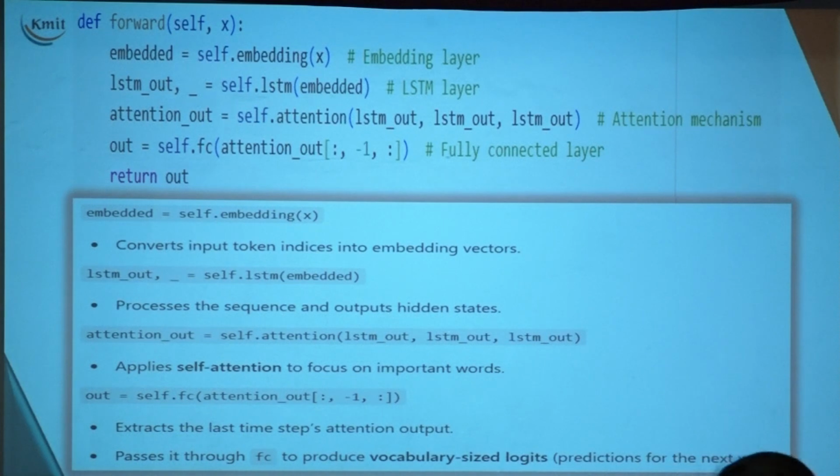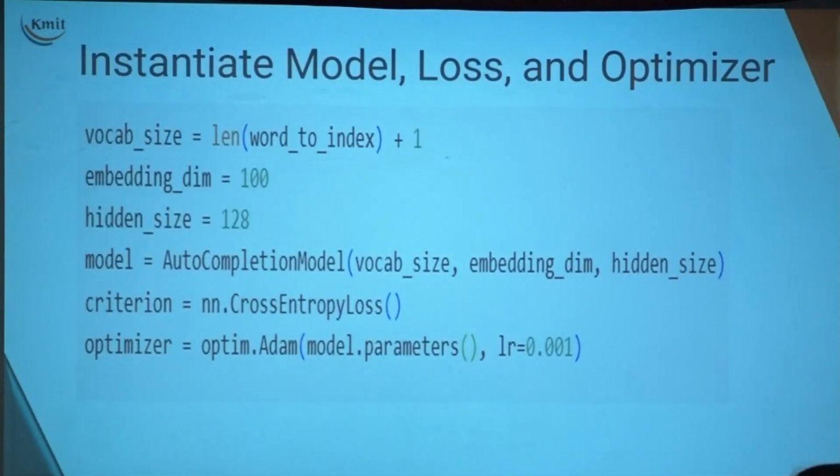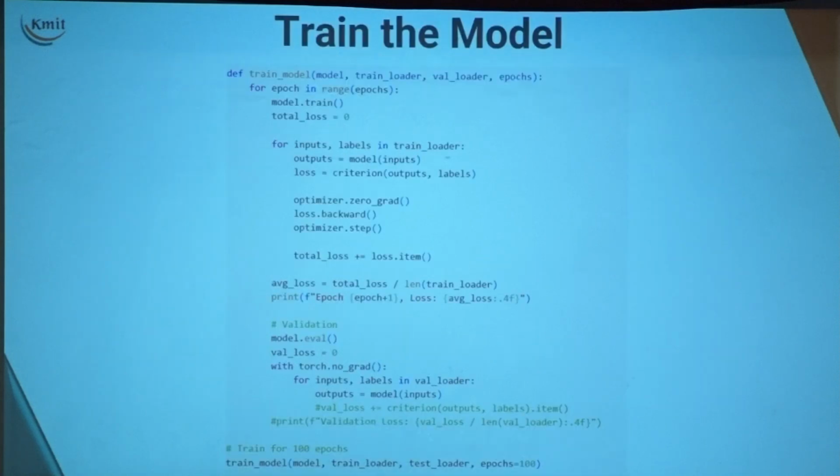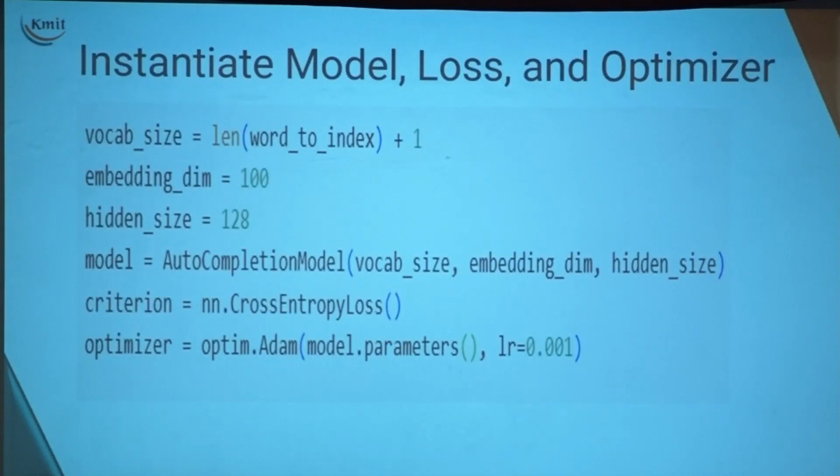Logit, okay. Now once it is done, you will instantiate the model, and you will define what loss function you are taking and what optimizer you are taking. Look at that, vocabulary size. Vocabulary size is the length of word to index plus 1, because we started indexing from 1. I told you, right? In text pre-processing, you always start your indexing from 1. So that's how here vocab size is also length of word to index plus 1.